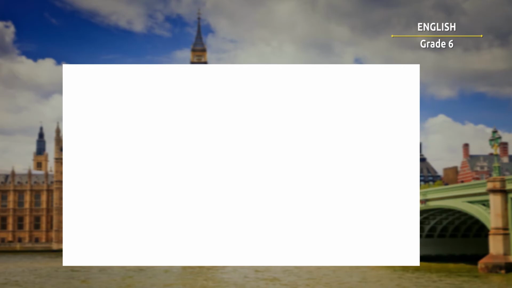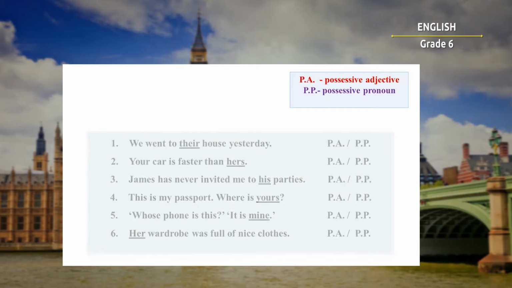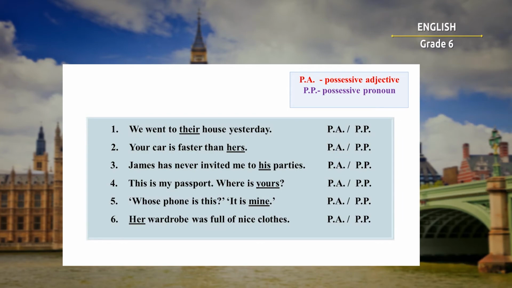It's time to practice. The letters PA mean possessive adjective and PP is a possessive pronoun. Identify whether the underlined word is a possessive adjective, PA, or a possessive pronoun, PP, and underline your answer. For example, in the sentence, we went to their house yesterday, the word their is PA, possessive adjective.